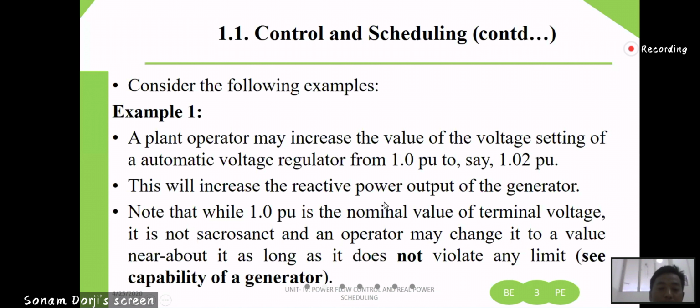Or 50.5 hertz also we accept, right? But here it has been given in terms of voltage. When you set this, it should not violate any limit. So if you see the generator capability curve, let's say you set 1.02, and if you cross beyond that generator capability curve, there is a certain limit within which it will function. If you cross, then it cannot work. But if it is within that limit, then we can set. Okay, so that is one example.